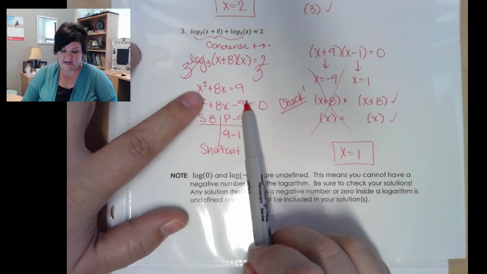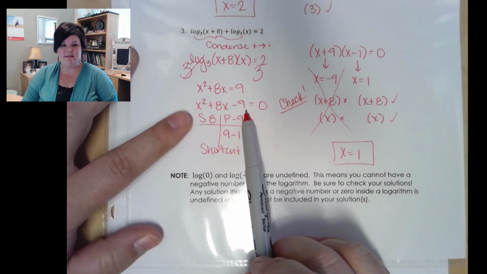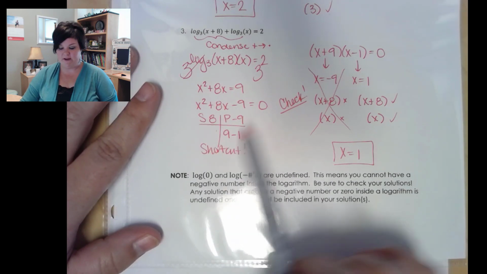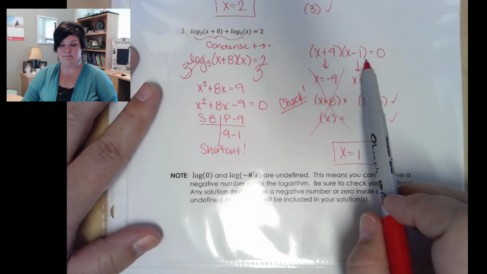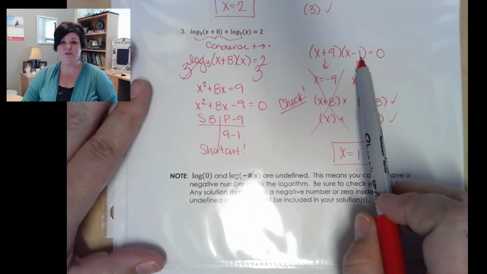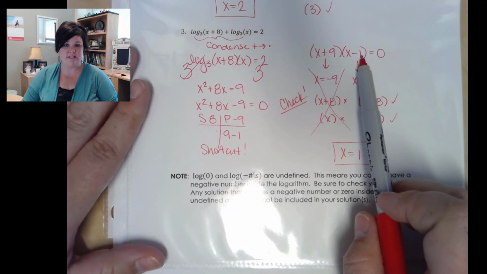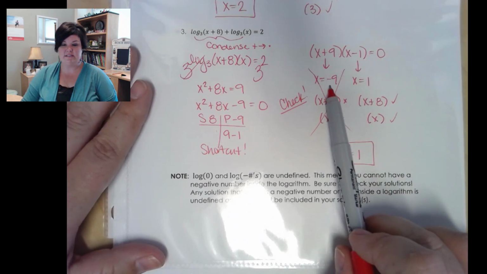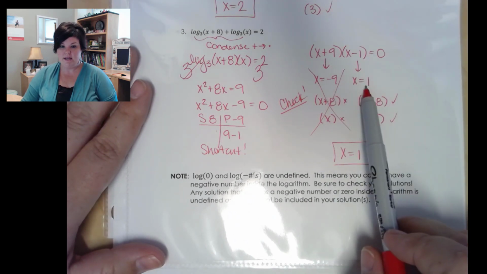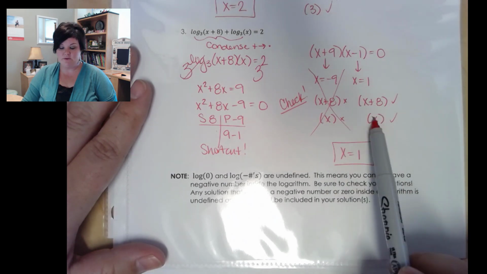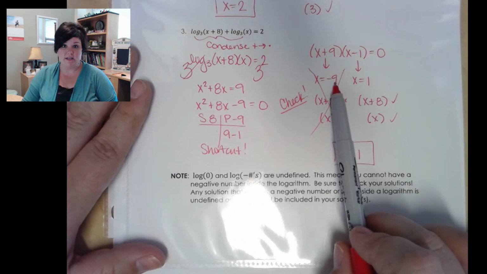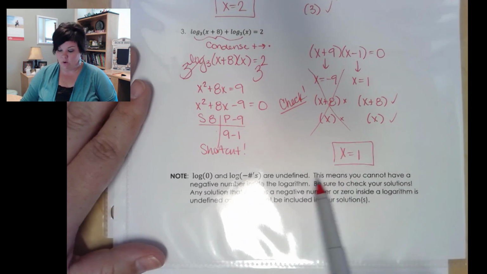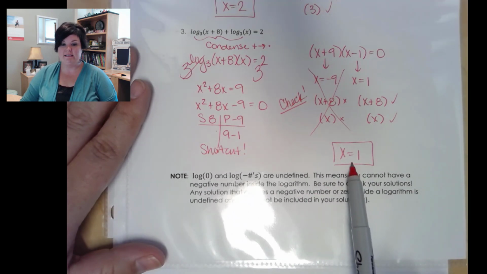So I moved my 9 over by subtracting, and then this is one that we can actually solve using the sum product chart. It should factor into x plus 9 and x minus 1. If you use the quadratic formula, it's totally fine. You should get the same answers. When we solve them, we get x equals -9 or +1. And when we check our inside values, -9 does not work. It gives us negative values, right? So the only solution we get here is 1.